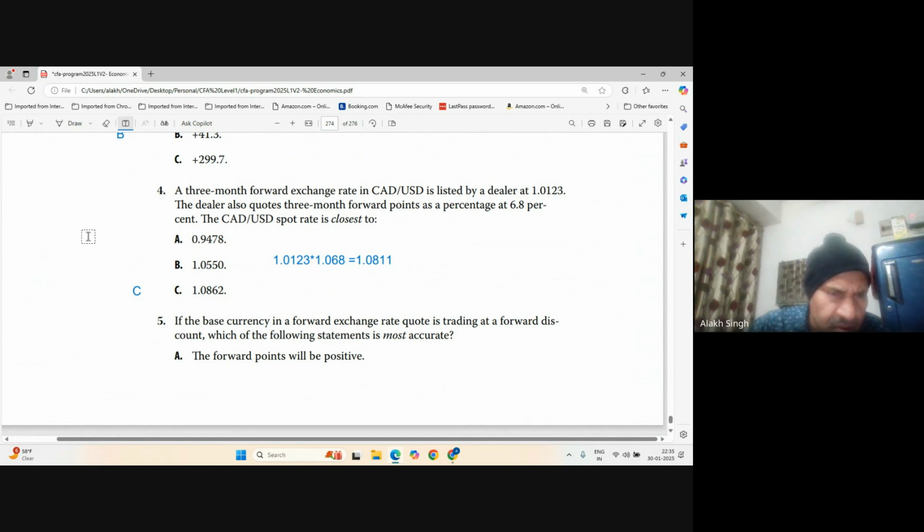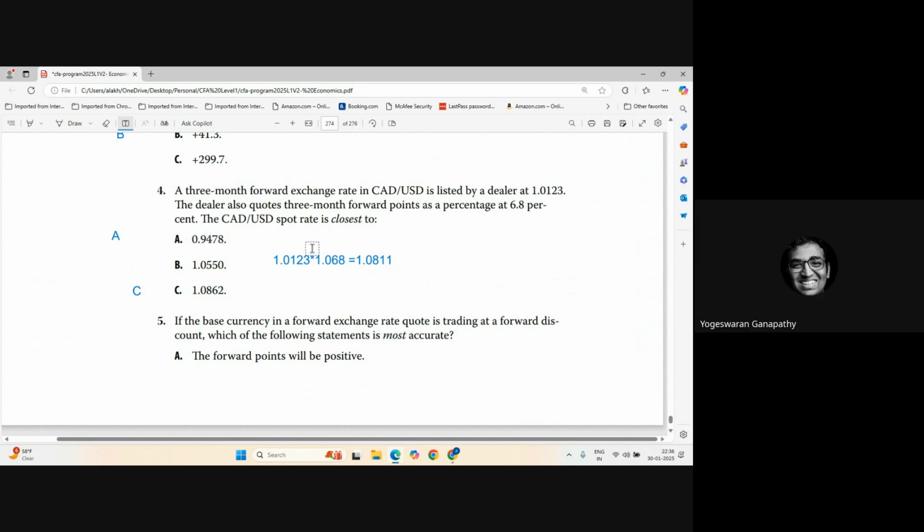So the answer is A, but why? The book answer is A. A 3-month forward exchange rate for the Canadian dollar per US dollar is listed by a dealer at 1.012. The dealer also quotes 3-month forward points as a percentage at 6.8%. It has simply deducted this, but it is positive. Why deducting?